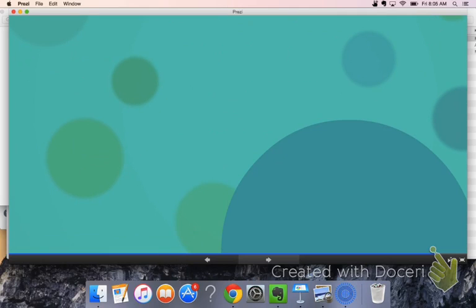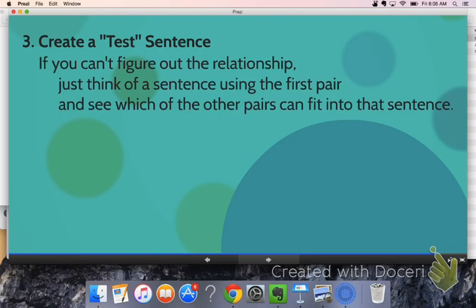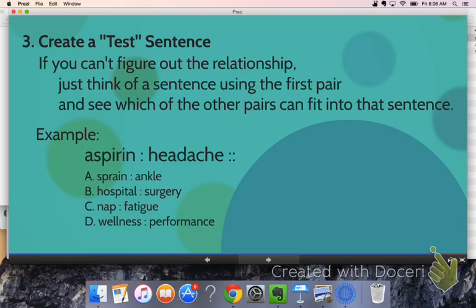And the last one is, and I did this several times, creating a test sentence really helps you figure out what kind of relationship is being used in that analogy. Again, if you don't know the type of relationship or the type of relationship isn't obvious to you first off, it's going to be very difficult for you to answer the question correctly, because like I said, a lot of the words have multiple meanings. So, for example, aspirin relieves a headache just like a nap relieves fatigue. It doesn't work with A, B, or D because a sprain does not relieve an ankle, a hospital does not relieve surgery, and wellness does not relieve performance.